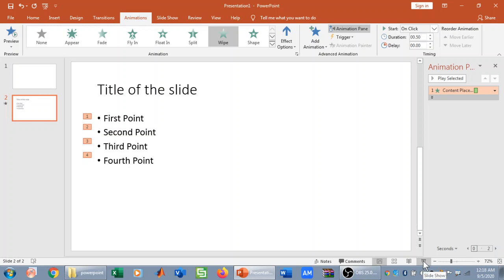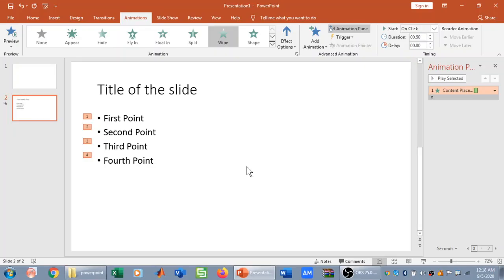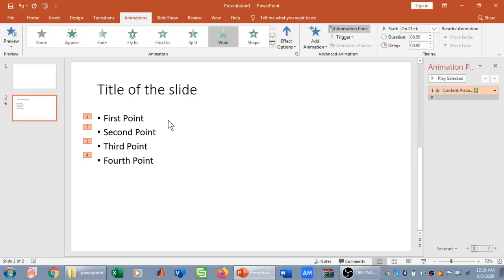Now I can see it in the slideshow. When I go to the slideshow, I press the down key: first point, second point, third point, fourth point, and that's it. So we have added animation, but if we have a look, the points appear from bottom to top. I can always change this from the Effect Options here.